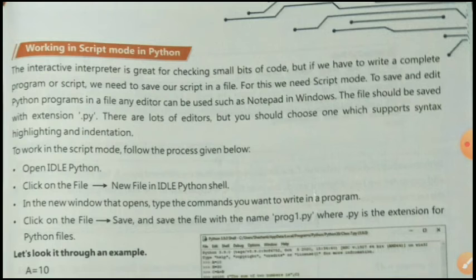To work in the script mode, follow the process given below. Open IDLE Python, click on File, New File in the IDLE Python shell. In the new window that opens, type the commands you want to write in a program. Click on File, save the file with the name program1.py. .py is the extension name for Python. I have told you that HTML's extension name is .html. Like that, you have to give .py here. .py is the extension for Python files.